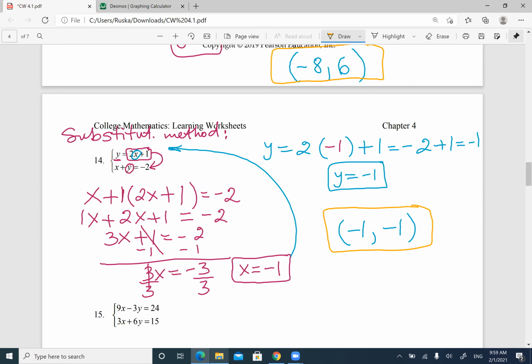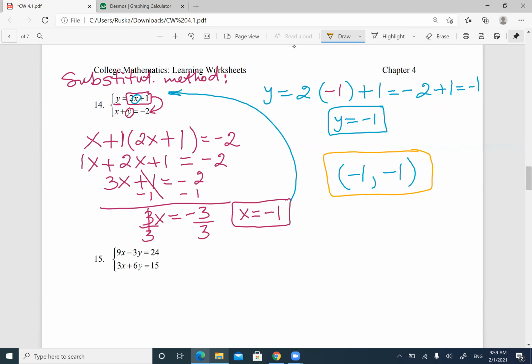Okay? So let me ask you, which method do you like better? Substitution or addition? The substitution. Substitution. Okay? So if you like substitution, you can do that all the time. But if the equation like number 15 is given like this, you have to solve it for x or solve it for y and then do the substitution.